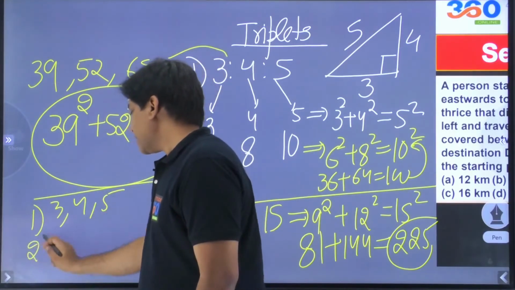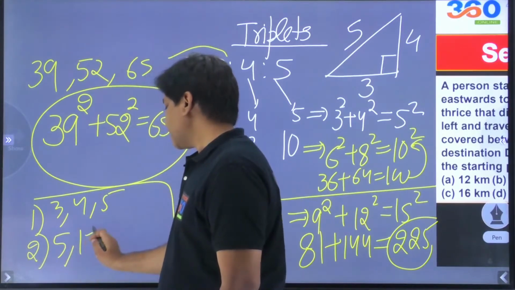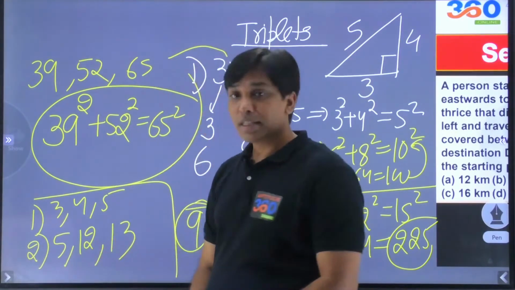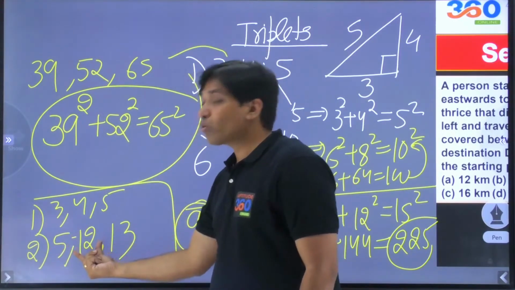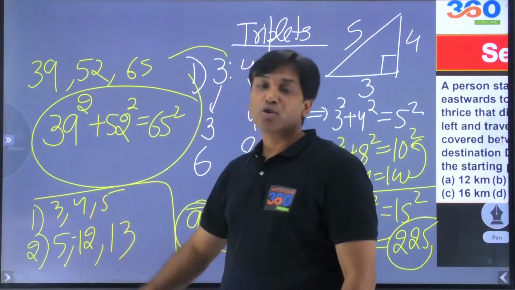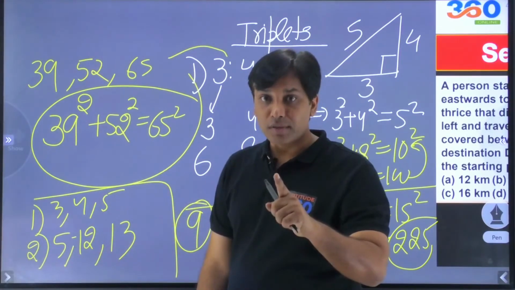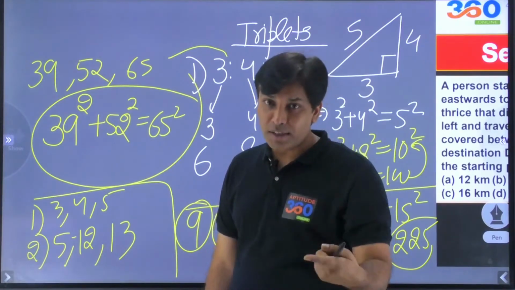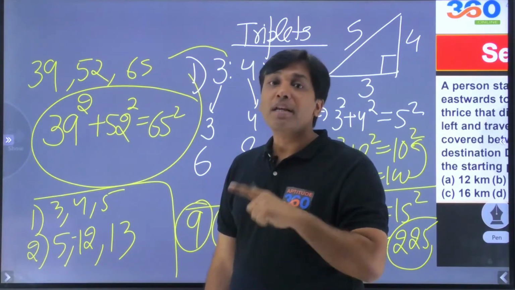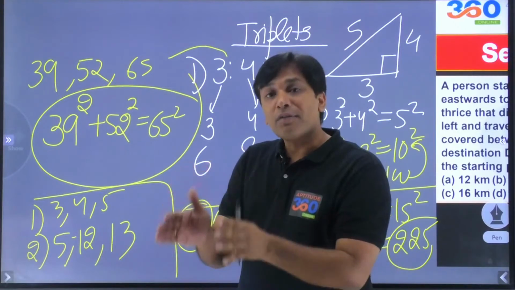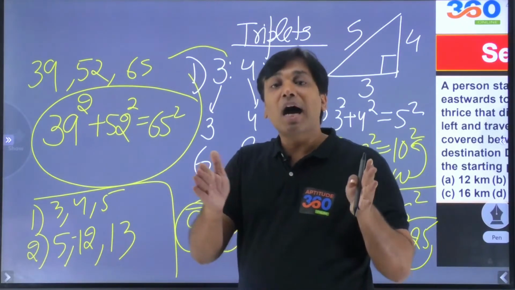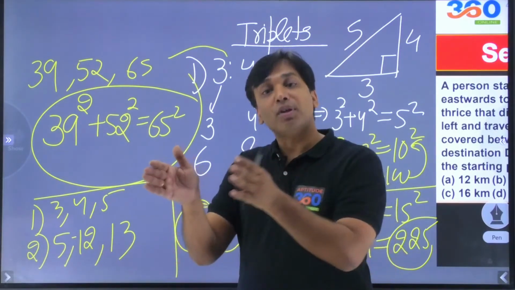the second triplet that you should know is 5 12 and 13. So 5 square plus 12 square is going to be 13 square. Please do the calculation for yourself. Are you getting 5 square as 25, 12 square as 144? So 144 plus 25, are we getting 169, which is the square of 13?